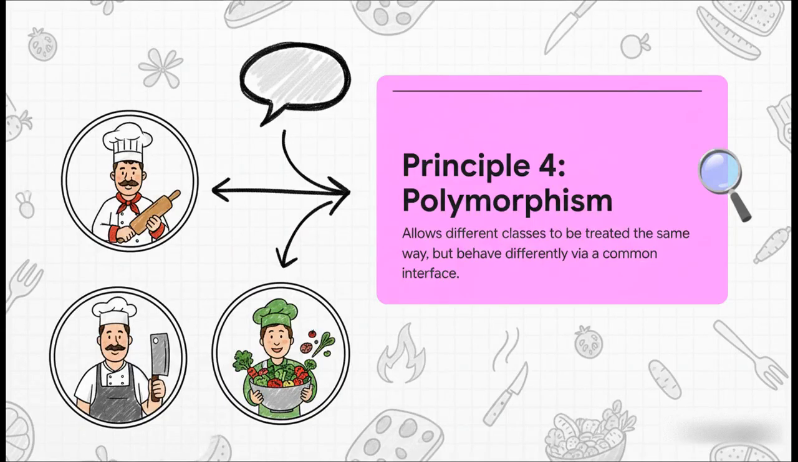And finally, the fourth one is polymorphism. Now, that sounds like a mouthful, I know, but it literally just means many forms. And the idea is super powerful. It lets you give the same command to different specialists, and you can trust that each one will do that action in its own unique, correct way. You can tell a baker, a butcher, and a salad chef to prepare food, and they'll all do something totally different, but it'll be exactly what you'd expect from each of them.